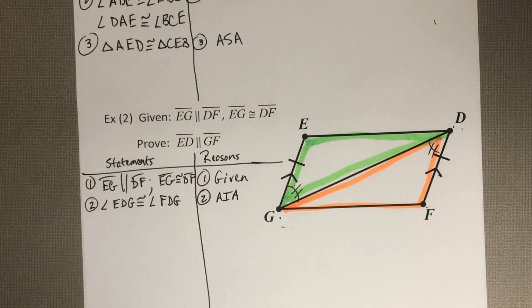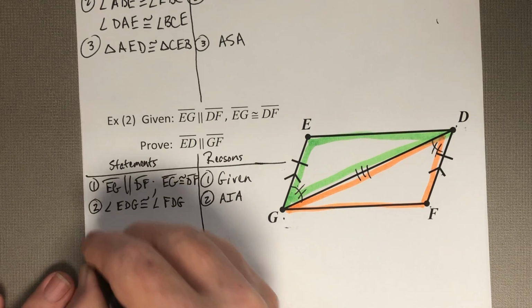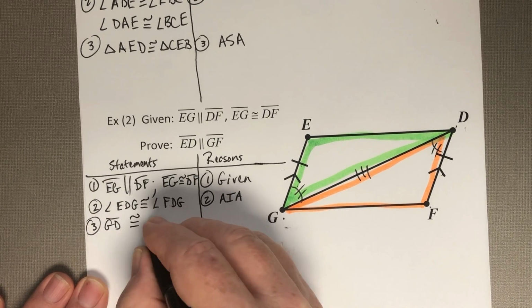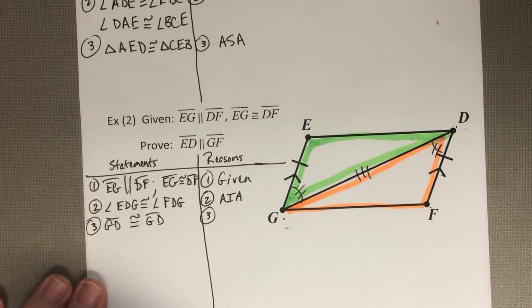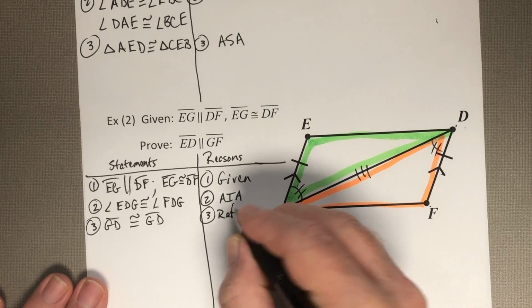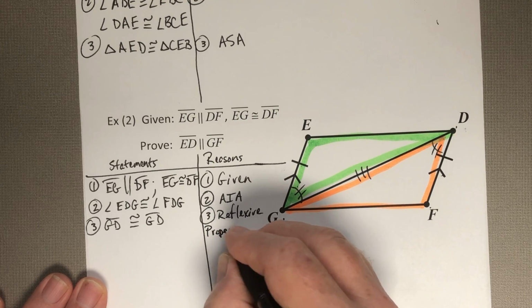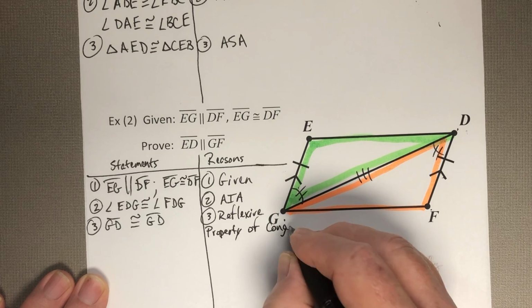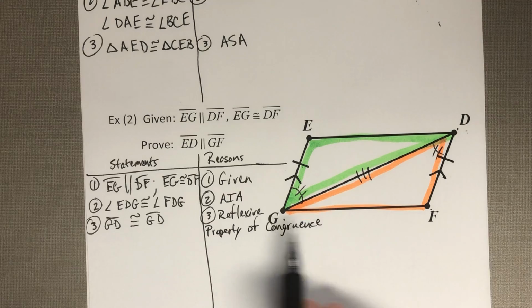I also see that I have a common side from those two triangles. I'm going to put 3 tick marks on that common side and say that segment GD is congruent to itself. The reason I'm allowed to make that statement is what's called the reflexive property of congruence. Every figure is congruent to itself. So that's my third statement.